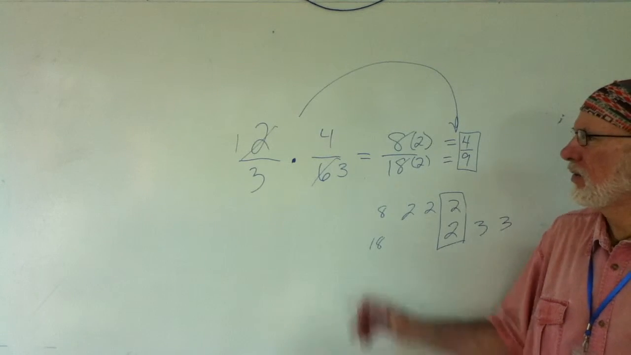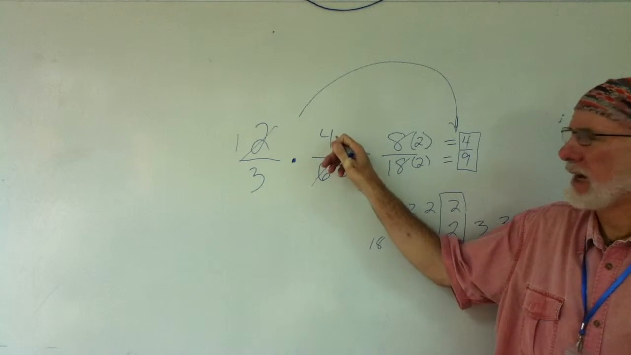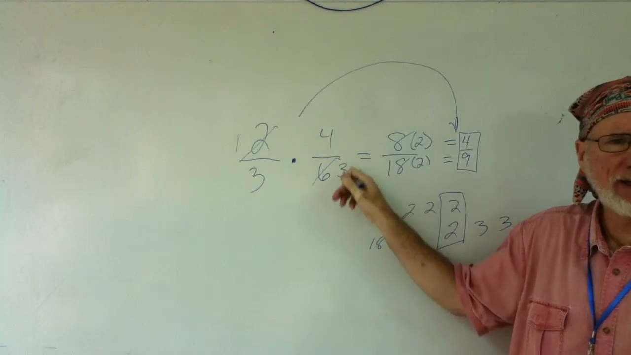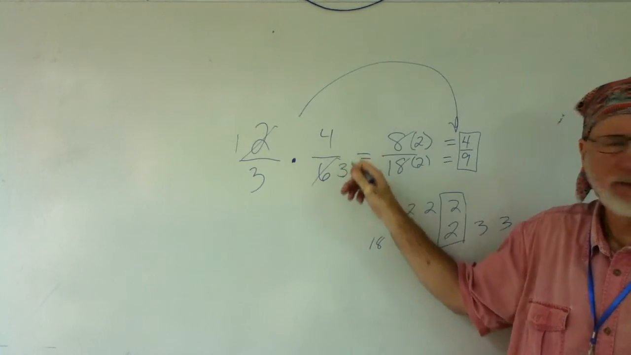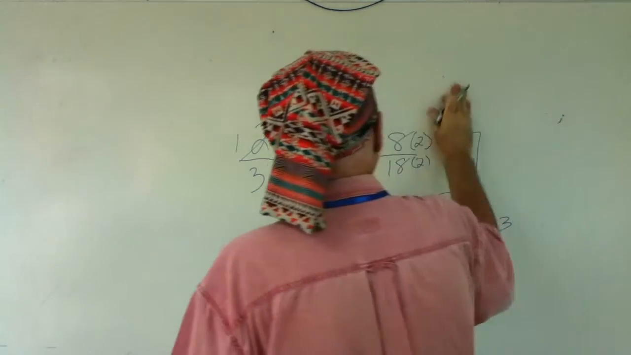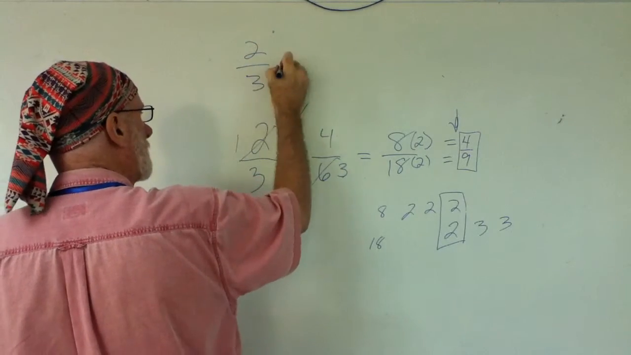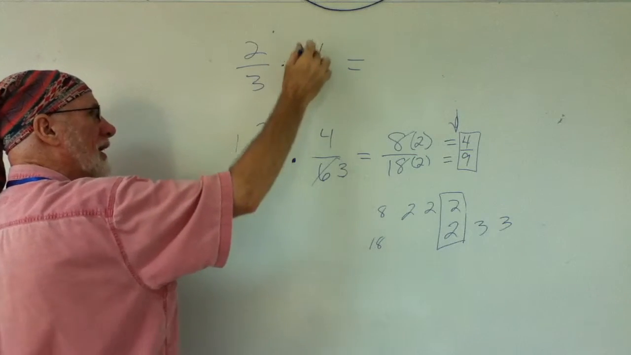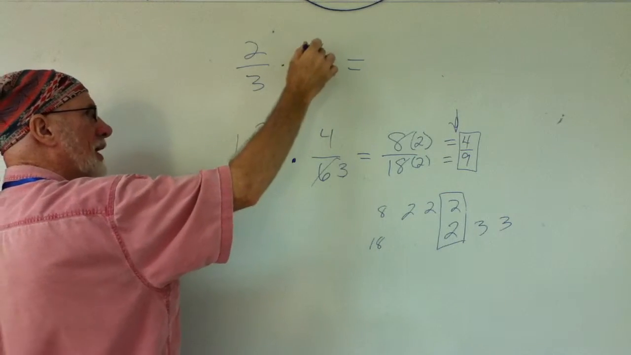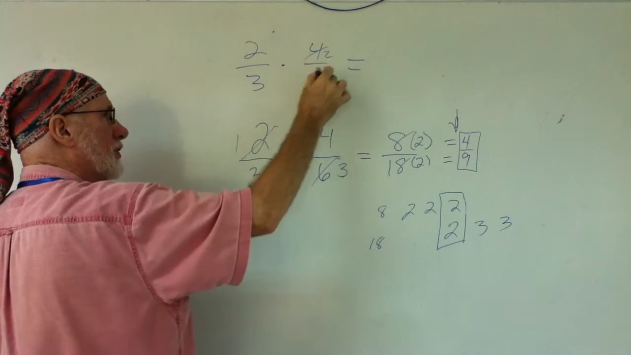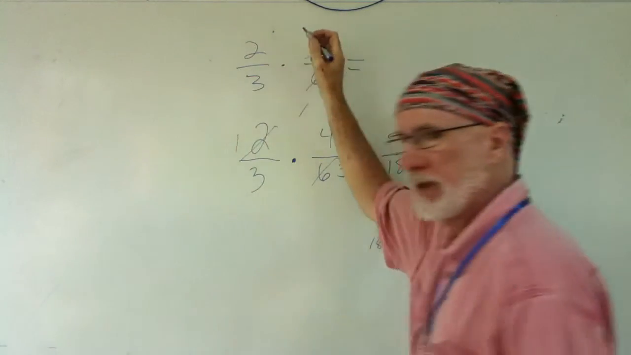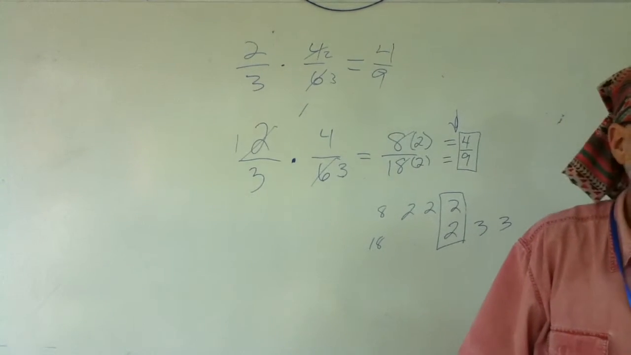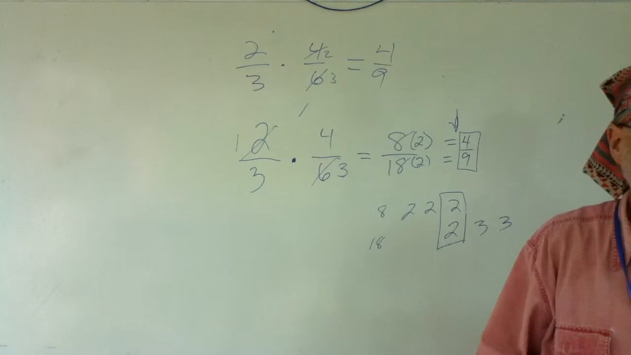Couldn't I have divided 4 by 2 and 6 by 2 instead? Let's see if it works. So 2 over 3 times 4 over 6. Could I have divided this by 2? Yes. And what would I have gotten? 2 over 3, and 2 times 2 is 4, over 9. 4 over 9. Same thing. Easy.